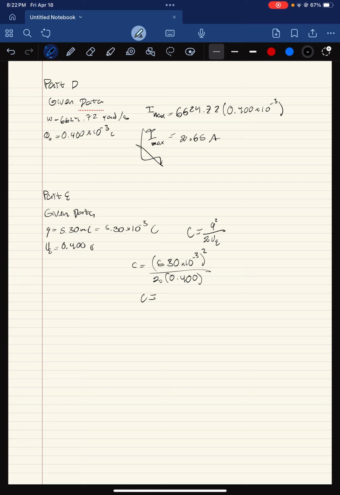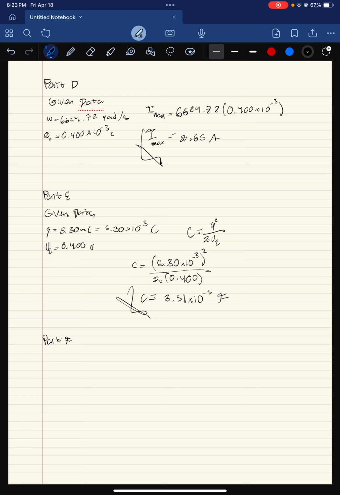So 5.30 times 10 to the negative 3, squared, divided by 2 times 0.400, and I got 3.51 times 10 to the negative 5 farads. Amazing. Now we'll go with part F.